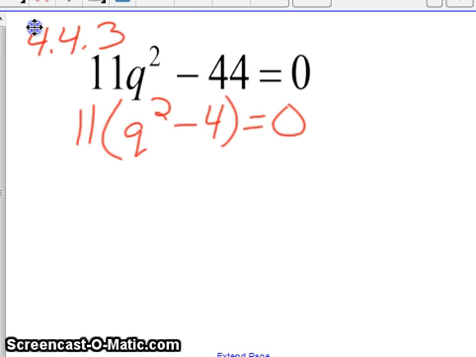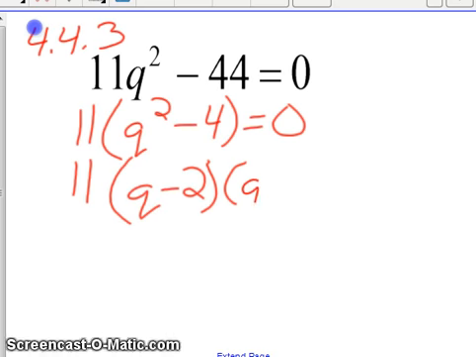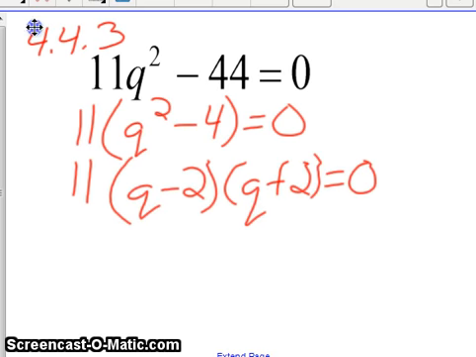It has 2 terms. What did you say? 2 step? No. Difference of 2 squares. Good. Alright, so the square root of q squared is q. The square root of 4 is 2. One minus, one plus. So I've done step 2, which is the factor.